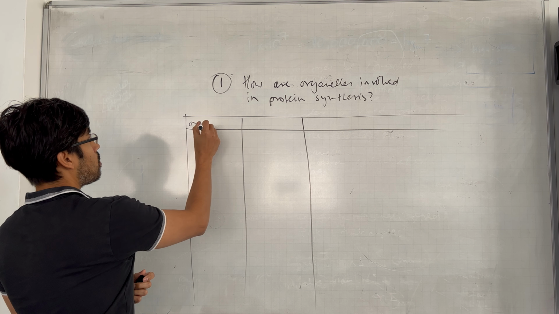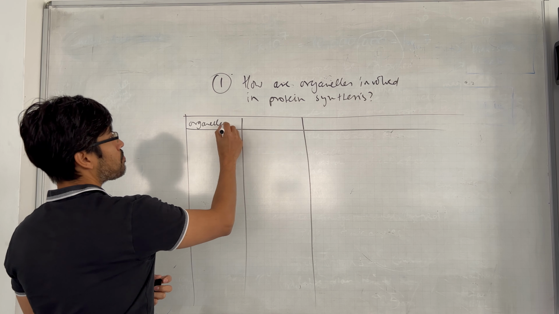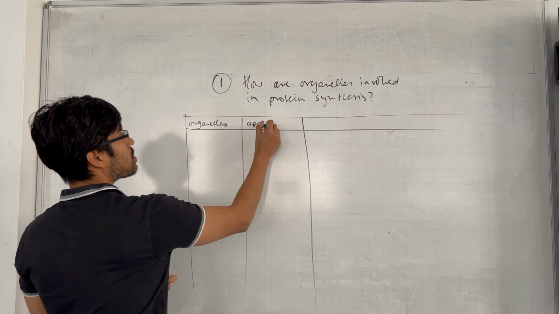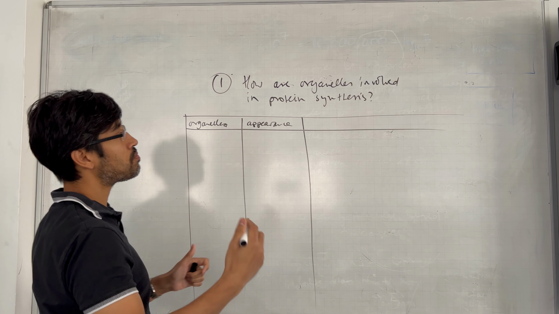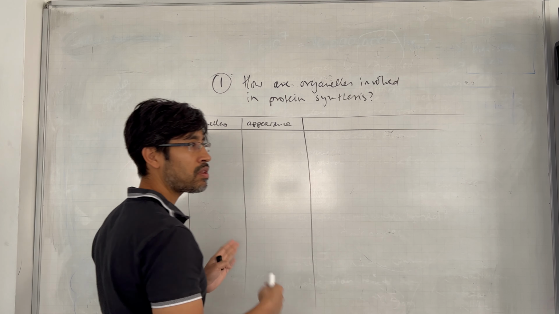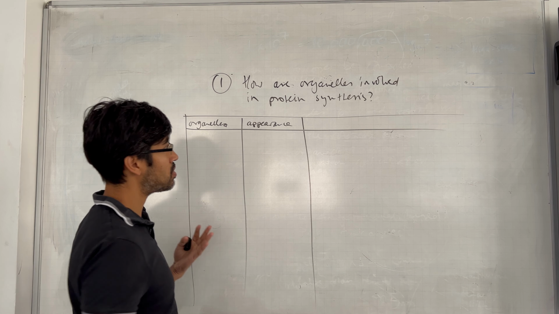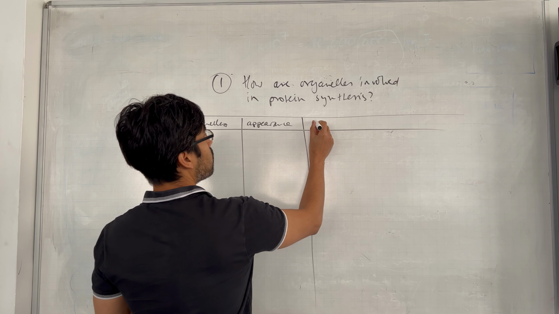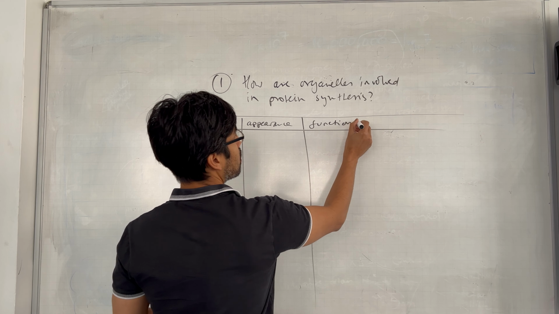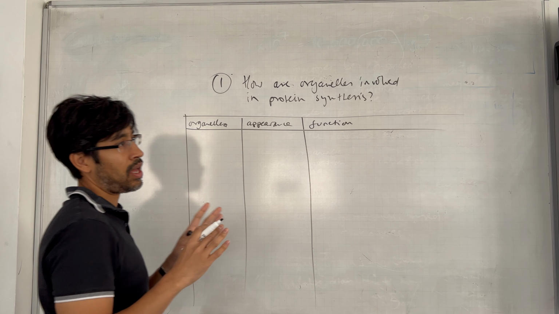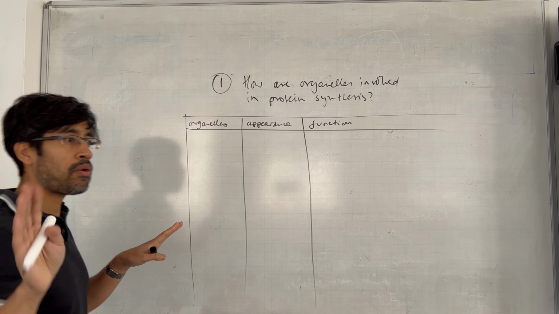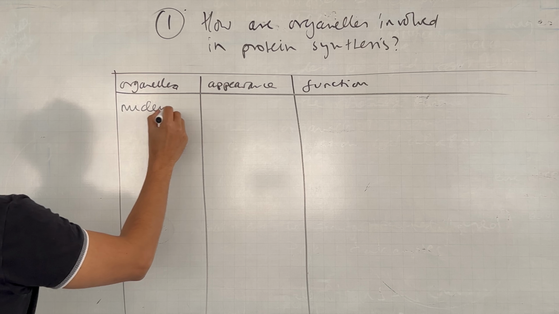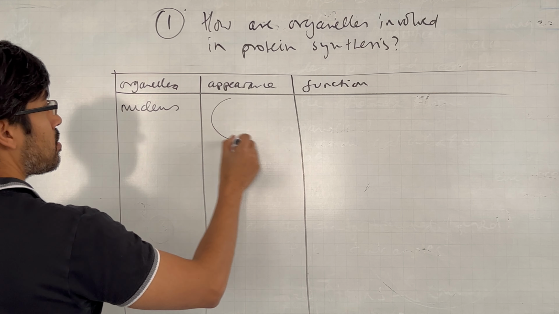So, organelle or structure, appearance, because a lot of this is visual, right? You'll get a picture of an organelle, you'll have to identify it, you'll have to identify its structures and function. And you'll have to appreciate, at least at a superficial level, how does it contribute to the rest of the cell. Nucleus, appearance, okay?